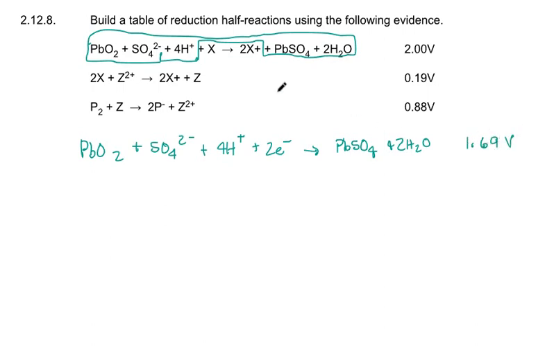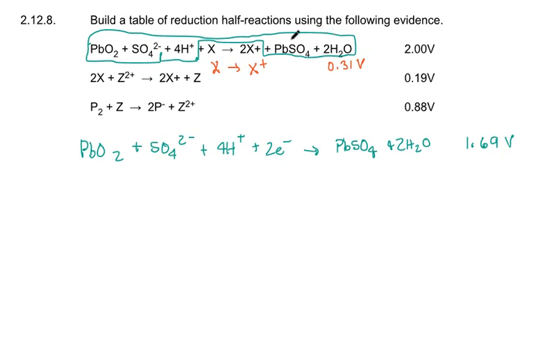Now, the other side of the story in this first reaction is right here. We have X turning into X plus. Either these should both have 2's or neither of them should. That's a glitch, but it's not going to matter for our voltage calculations. And if we're getting 1.69 from the lead plus something for this reaction and the total is 2, then this reaction must be giving 0.31 volts. Makes sense? 1.69 plus 0.31 explains our total of 2.